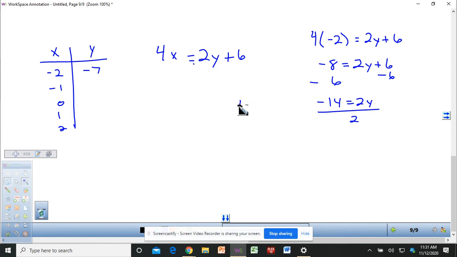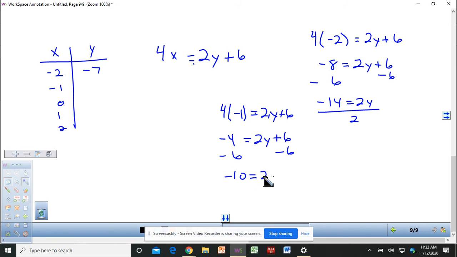And then I'm going to do the next one. 4 times -1 equals 2y plus 6. So negative 4 equals 2y plus 6. I'm going to subtract 6 from both sides. So negative 10 equals 2y, divided by 2. So y should be negative 5.